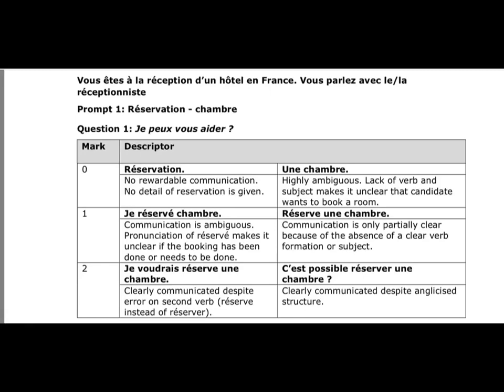You would get 2 out of 2 if you said, for example, "je voudrais réserve une chambre." Now, this is interesting. You would get 2 marks out of 2 here, even though that utterance is not entirely perfect. It should be "je voudrais réserver une chambre." I would like to reserve a room. But you'll get 2 out of 2 because it's close enough. And in the final option, "c'est possible réserver une chambre?" Again, it's clearly communicated despite the anglicised, and that means the English structure. What it really should say in French is "c'est possible de réserver une chambre," but basically they would understand. So you can get 2 out of 2 as long as the message is sufficiently clear.